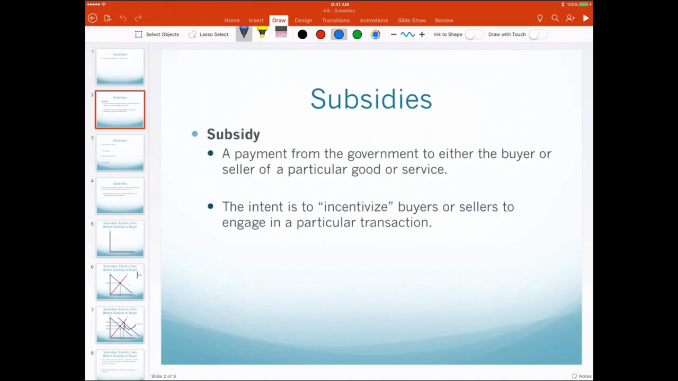A subsidy is simply a payment from government. It can go to either the buyer or the seller, and it's usually targeted at a particular good or service. The idea is to incentivize buyers or sellers to engage in a particular action. Examples would be scholarships. A subsidy comes from government, so private scholarships wouldn't count, but Pell Grants, money from the government for education for a particular student, would be considered a subsidy.